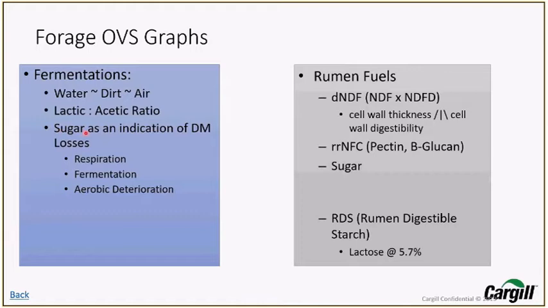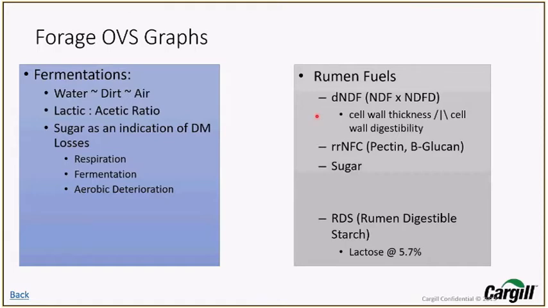Sugar is an indication of what happened. Sugar is the most readily available nutrient that bad bacteria and bad mold and yeast can get, and obviously what the cow requires. So it's a great indicator if we had respiration losses or fermentation losses, or the silage heated up on feed-out. On the other side, room and fuel.